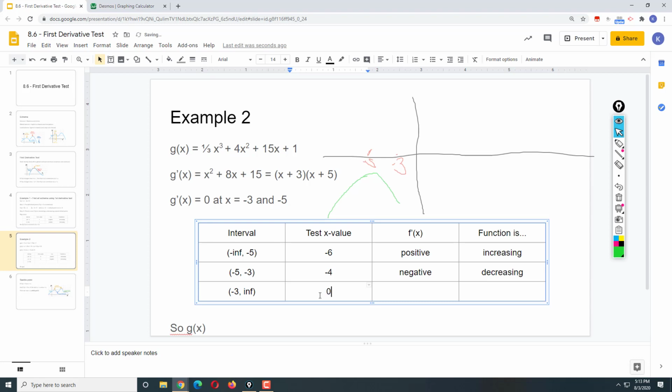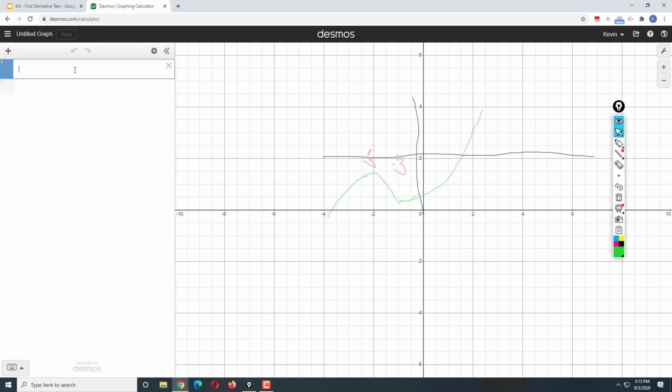Our derivative will be 3 times 5, which is positive. So our function is increasing again. So that means our graph for g of x should look like this. Starting at x equals -3, it starts increasing again. Okay. Let's check our function to see if it's right on decimals.